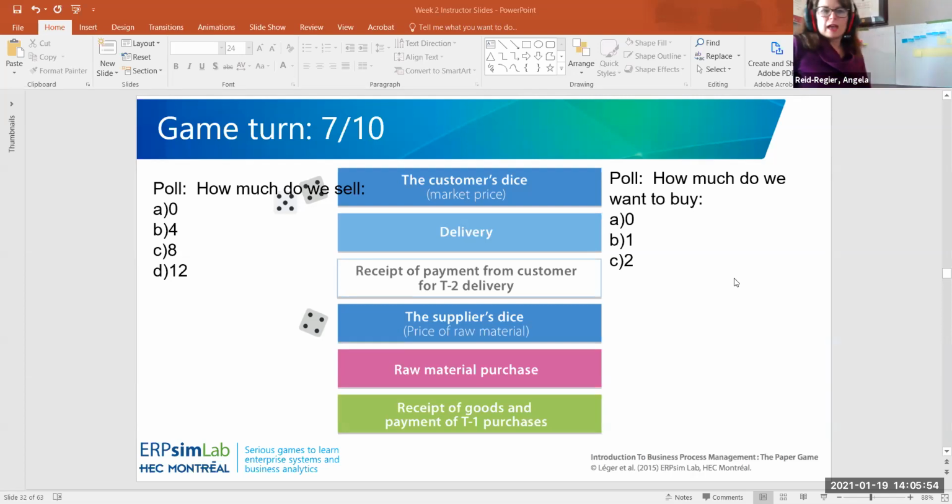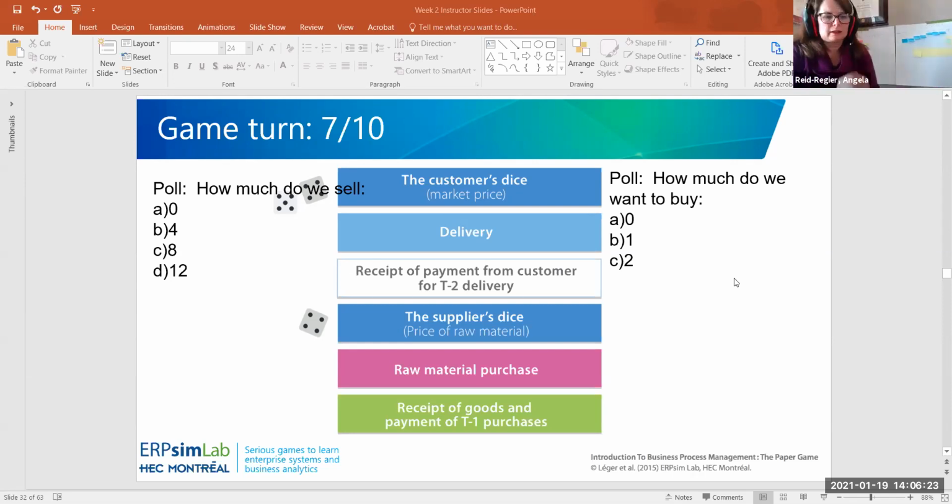Okay. And we can also receive payment for anything that we delivered 2 times ago. So in turn 5, we delivered 12 pieces at $8 each. So we are owed $96. Here's our check, our payment for $96. Okay, so that is the customer side.